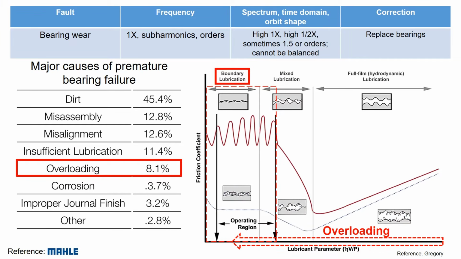Now let's discuss bearing wear due to overloading. Hydrodynamic bearings rely on a thin lubrication film. An overload can lead to contact between rotating and stationary components, which results in temperature increases and potential melting.